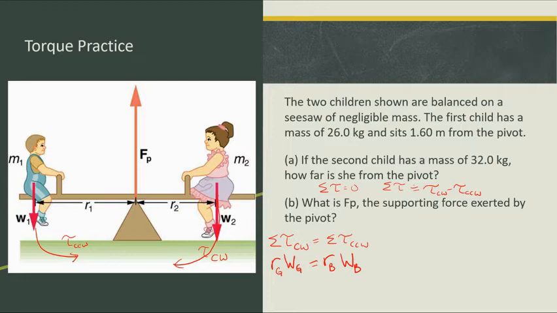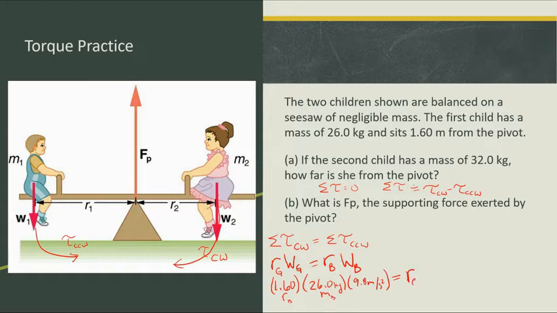Okay, so when I look at that, I know that the first child, we'll say the first child is the boy. So the first child sits 1.6 meters. So 1.60 meters times the weight, and the weight is 26.0 kilograms times 9.8 meters per second squared. And in your lab, you can go ahead and use 10 for your gravity. And then that's going to be equal to the radius of the girl, so this is the radius of the boy, and this is the mass of the boy.